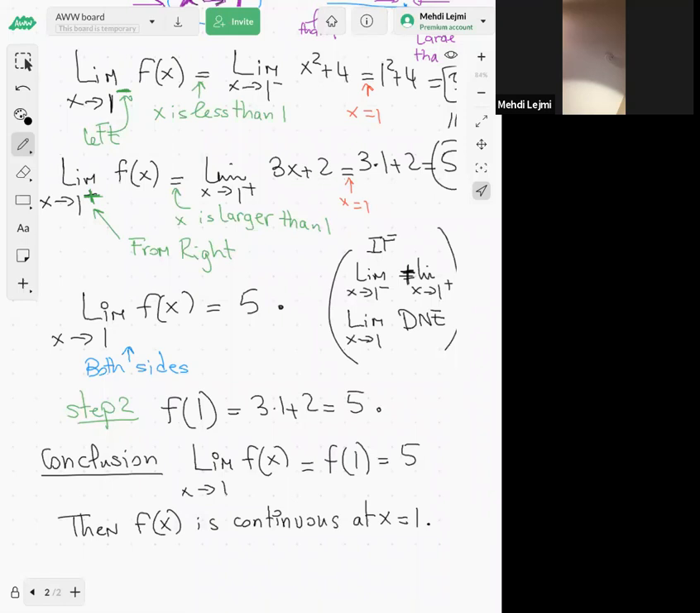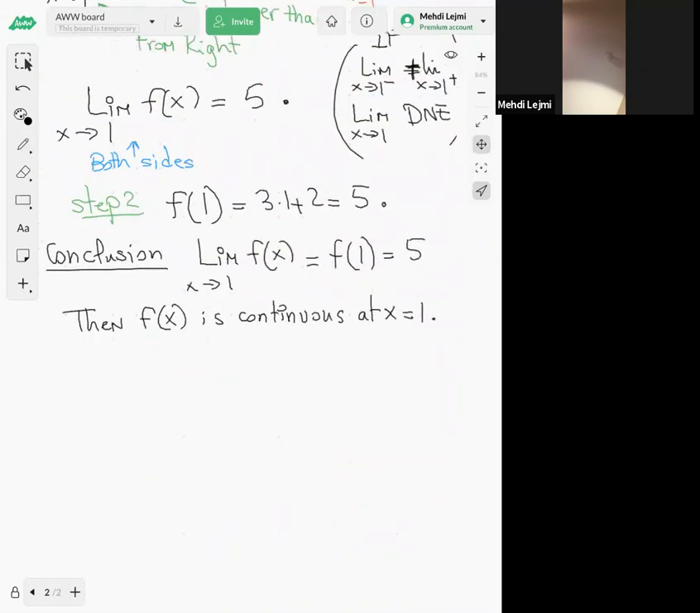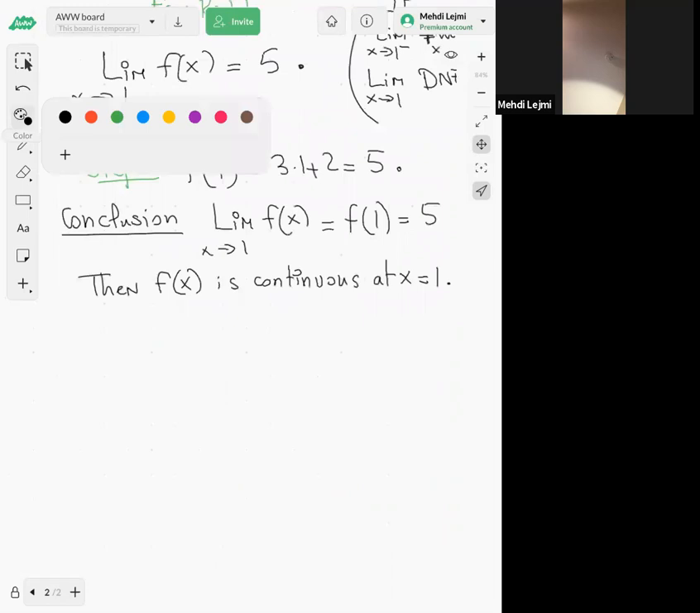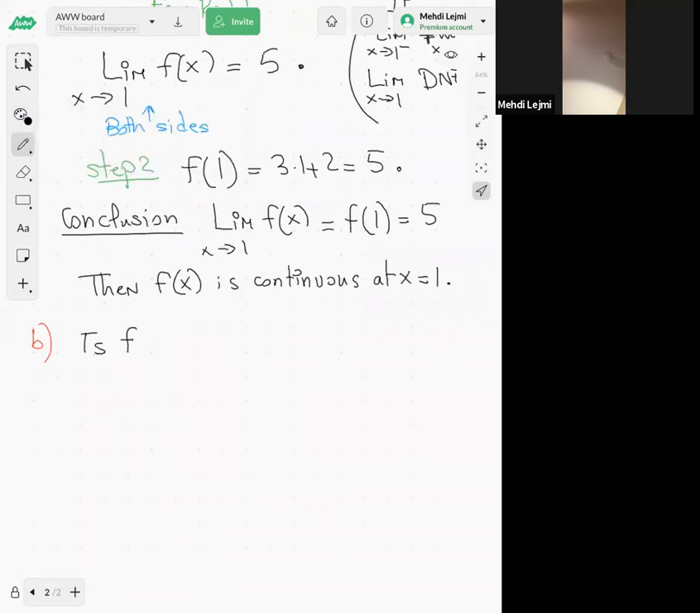Any question, guys? So this is the first part of the question. Now the second part is about differentiability, right? So let me remind you what differentiability is. So this is continuity. Now the second part of the question. So the question is, so this is B, I guess. Is f of x differentiable at x equal to 1?